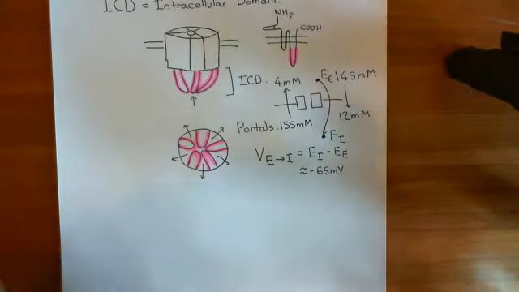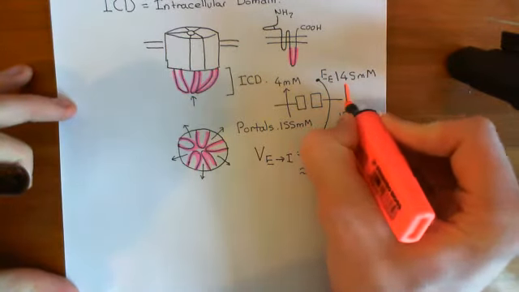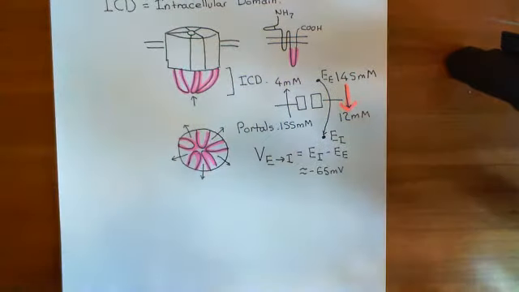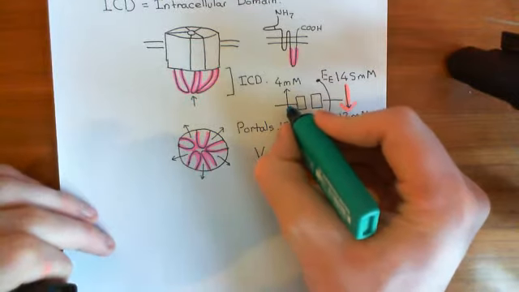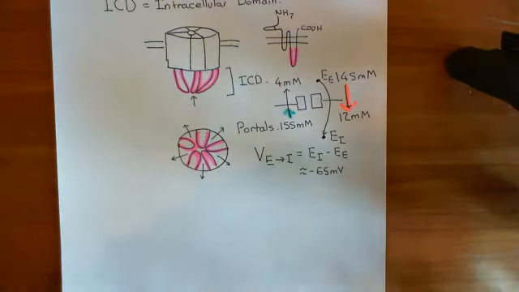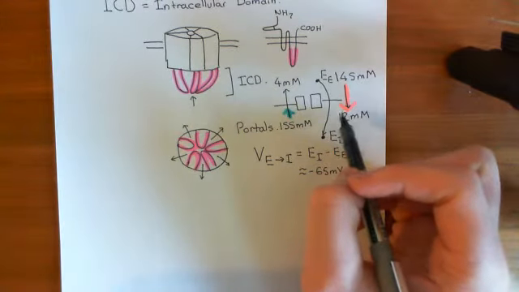It's going to work in favor of this movement of sodium in. It's going to help the movement of sodium in because the sodium ions want to be in the intracellular compartment, whereas it's going to oppose the movement of potassium out because the potassium wants to stay in the intracellular compartment. So this one is going to get smaller and this one's going to get bigger, basically.